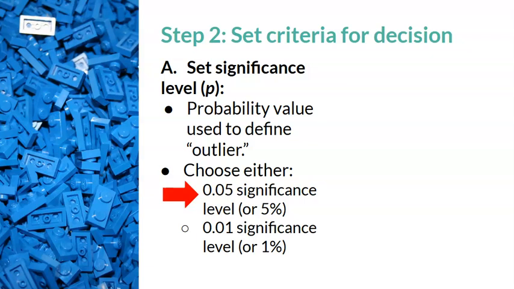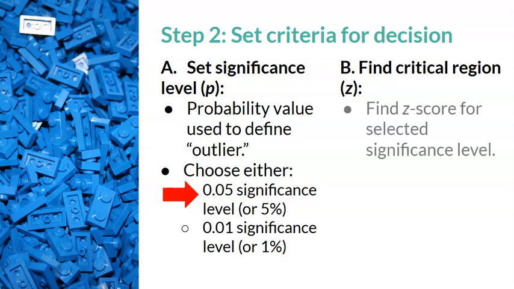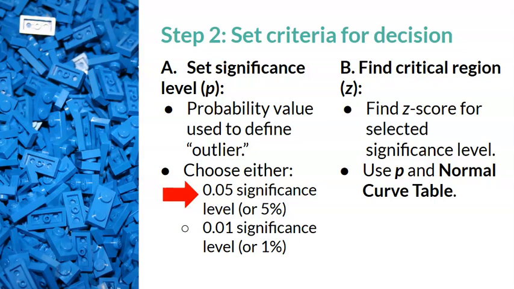Now that we know our P, we need to find the critical value or critical region that tells us what the sample should look like if the study worked. We will find the corresponding z-score for the selected significance level. In order to do so, we will use the normal curve table and our p-value to find the z-score.